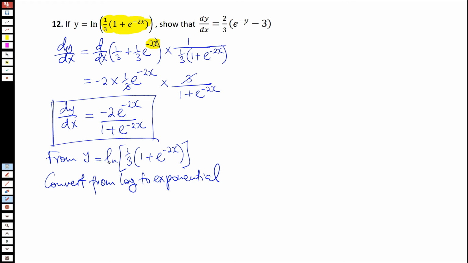So ln is same as log to base e. So this is same as log to base e of that. So this can be written as e to the power y will be equal to a third into 1 plus e to the power negative 2x.